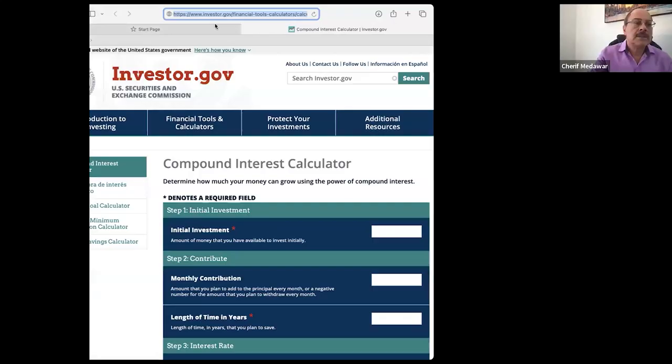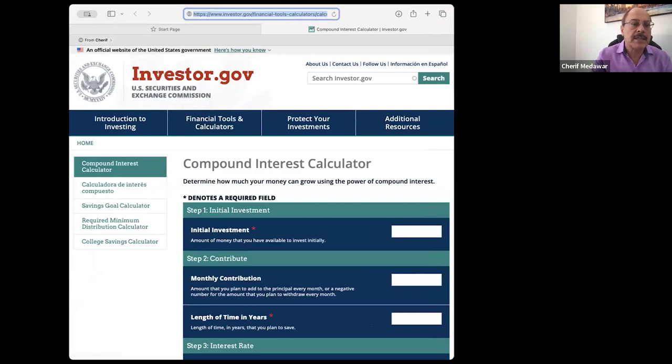And I'm gonna show you the best thing is a calculator. Here it is, from the Securities and Exchange Commission. So you can go to a website, investor.gov. Let me share screen here. You know, I like calculator.com, but this one here is from the Securities and Exchange Commission.